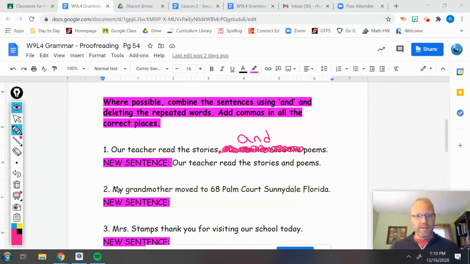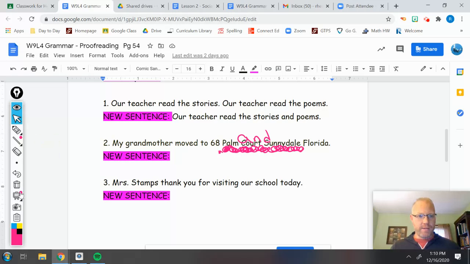Now here you can see it's one sentence. So we're just going to be looking at adding commas. So looking at the rules, my grandmother moved to 68 Palm Court, Sunnydale, Florida. So think of where I'm saying my breaks, and that's where you're going to need your commas. So as we read it, listen. My grandmother moved to 68 Palm Court, Sunnydale, Florida. And those are where your commas go between the street address, the city, and state.